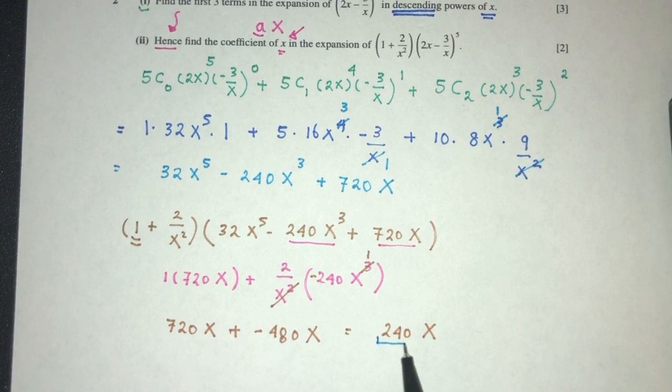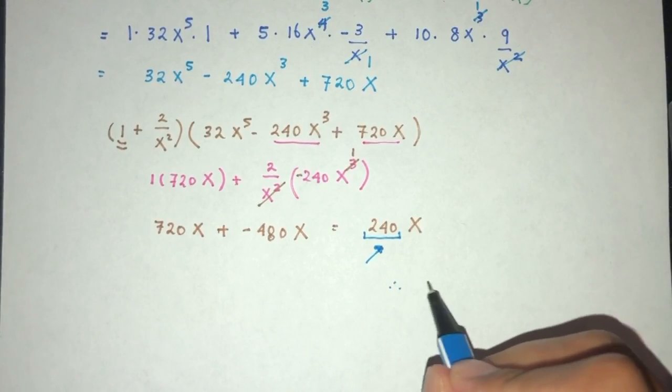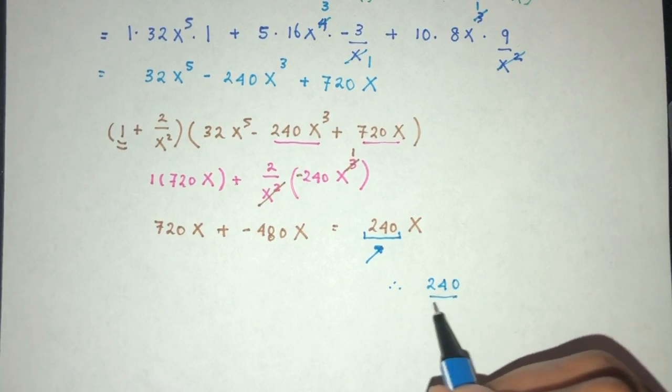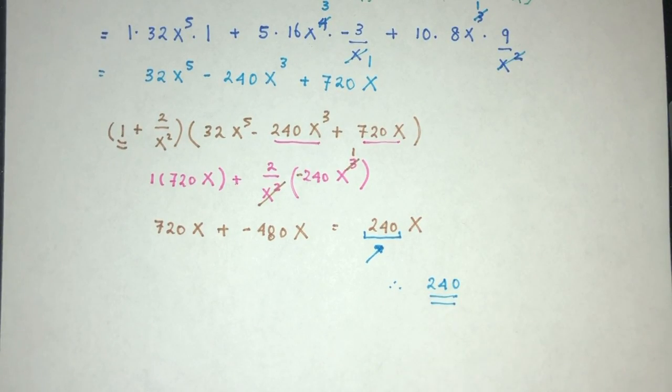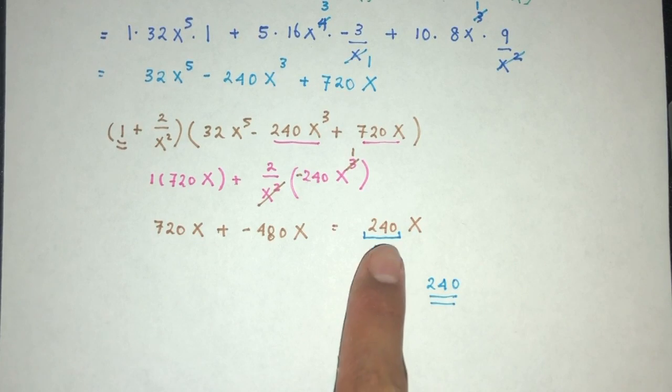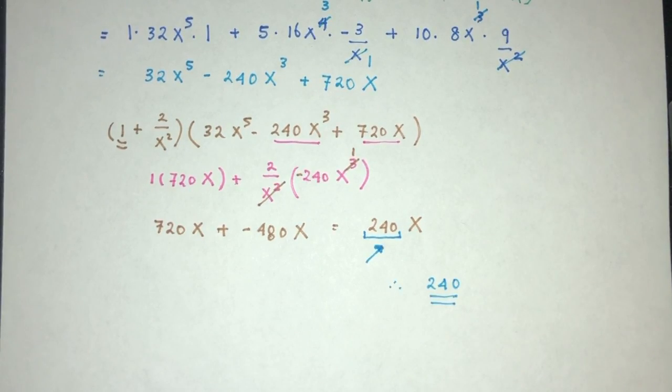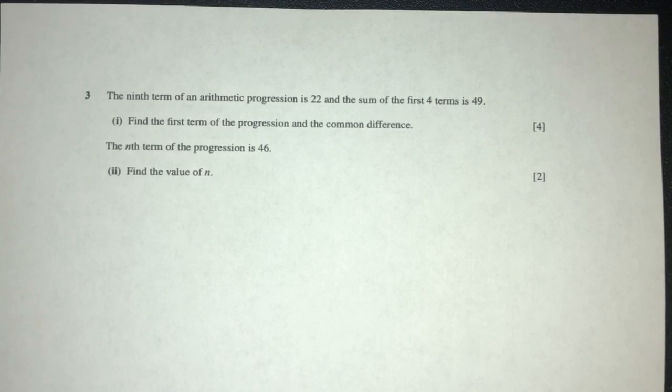The coefficient will be just this value over here. So that will be 240 as your answer, as the coefficient of x. Now your answer should not include x. We only care about the value at the beginning of x, which is called the coefficient of x. So let's move on to the next question.